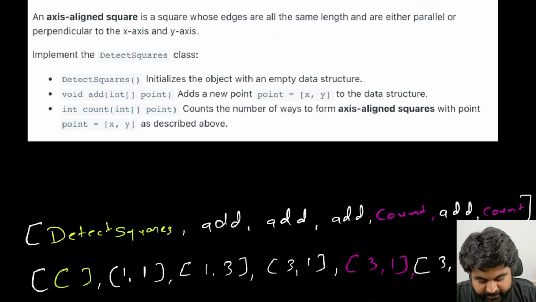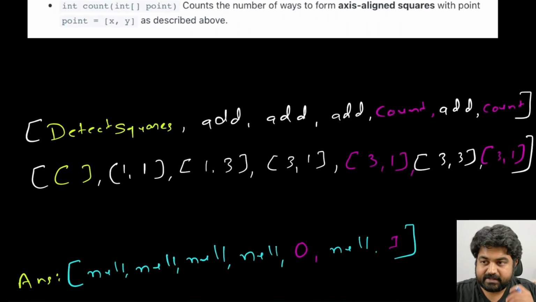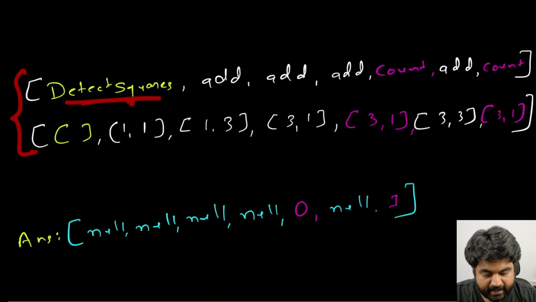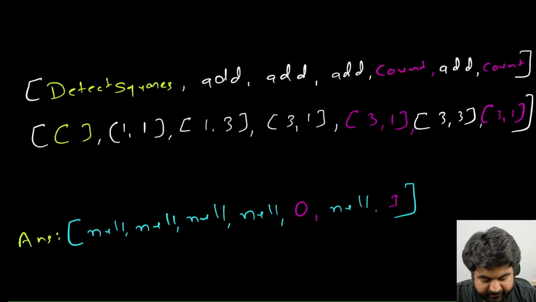So basically we need to implement a DetectSquares class with two methods. The first one is add, which adds a point, and the second one is count, which returns how many squares we have been able to generate. Now let's try to understand this with an example. Typically, we would be given an input like this, where first we initialize the DetectSquares class, then we add a bunch of values, and at random instances we also ask for a count of the total number of squares we have been able to detect. These are the points that we are adding.